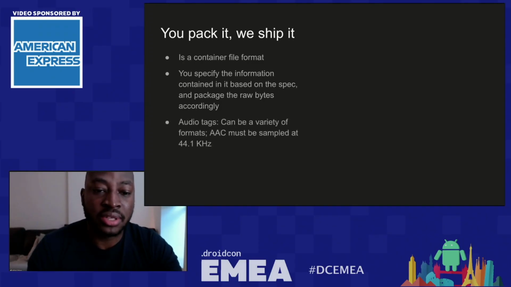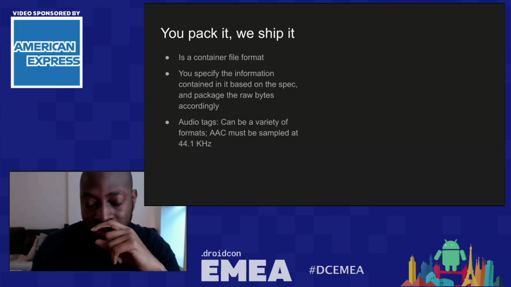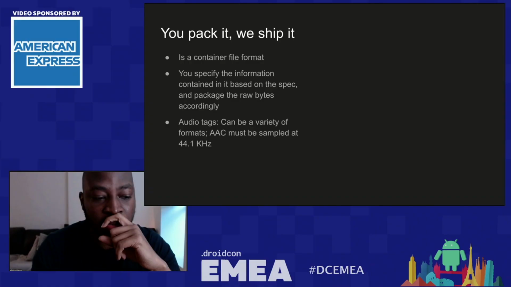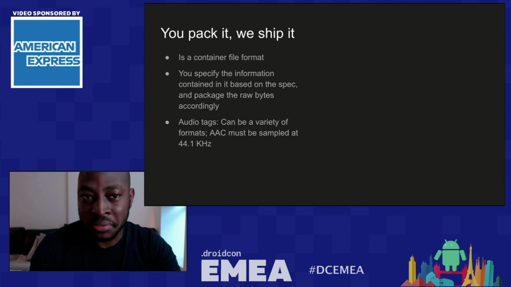For example, audio tags, you can package audio tags in a variety of formats. However, if you're using AAC audio, you must sample this at 44.1 kilohertz. This is a very fine piece of detail that I missed the first time when I was building this library. Because what would happen is I wouldn't put the AAC in 44.1 kilohertz, and it would work on the Google Pixel. But on every LG, Huawei device, it would just crash. Samsung also handled it fine; it didn't crash.